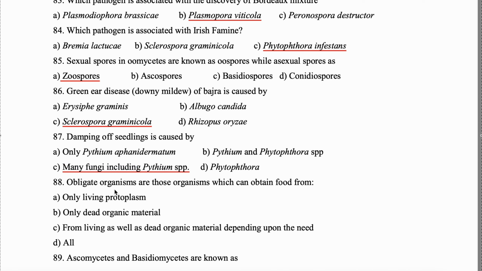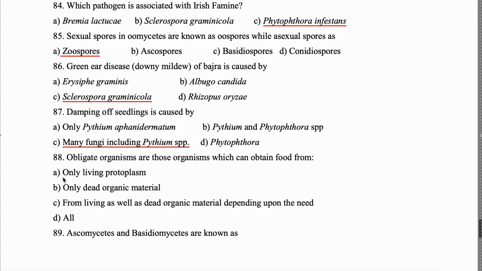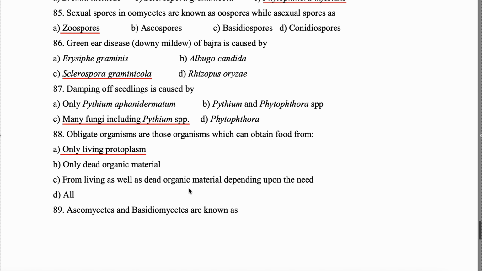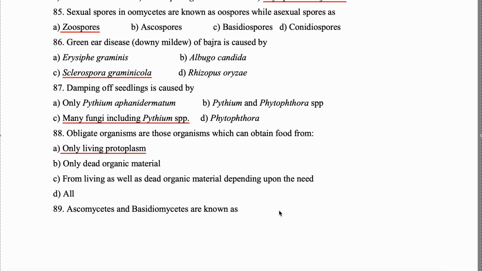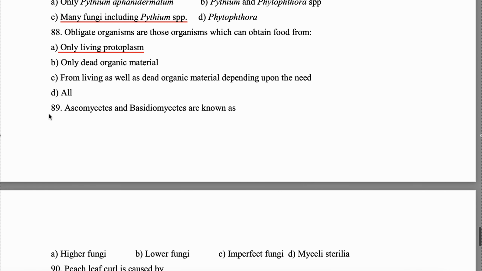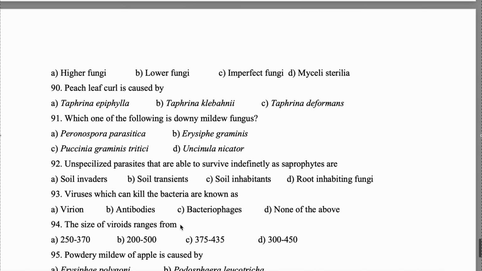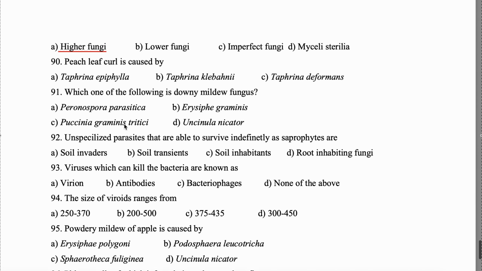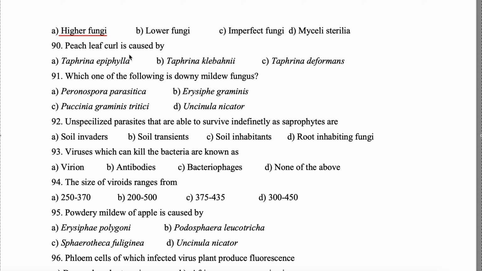Question 88. Obligate organisms are those organisms which can obtain food only from living protoplasm, and that is the reason it is called obligate microorganism. They cannot grow on dead and decaying matter, meaning they cannot even be cultured artificially. So they always need a living protoplasm. Question 89. Ascomycetes and Basidiomycetes are known as higher fungi. Question 90. Peach leaf curl is caused by Taphrina deformans and they belong to Taphrinaceae.